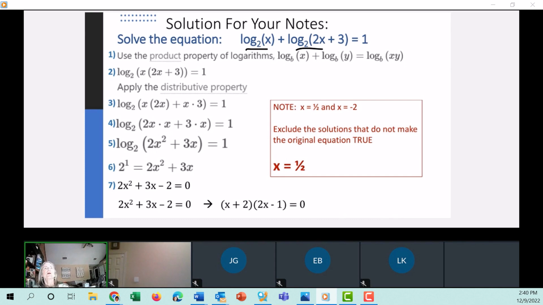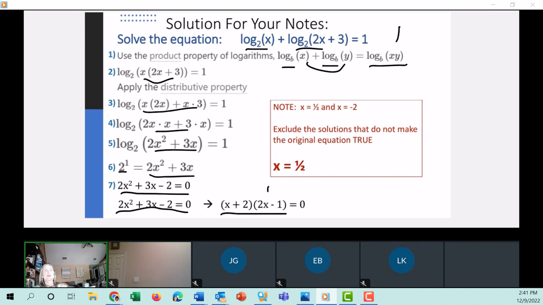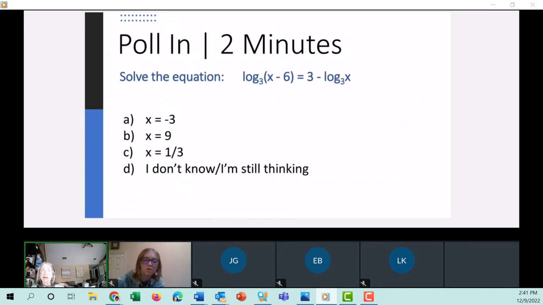We took the same log base b, which means that we can multiply those expressions. This is what we did right here. We applied the distributive property and we got this. 2 to the first power is equal to 2x squared plus 3x. 2x squared plus 3x minus 2 equals 0. That's what we factored. And then we have two solutions, but we have to toss the negative solution. Again, I'll have all of that explicitly in the notes. Everything will be in the ICANN later this afternoon.